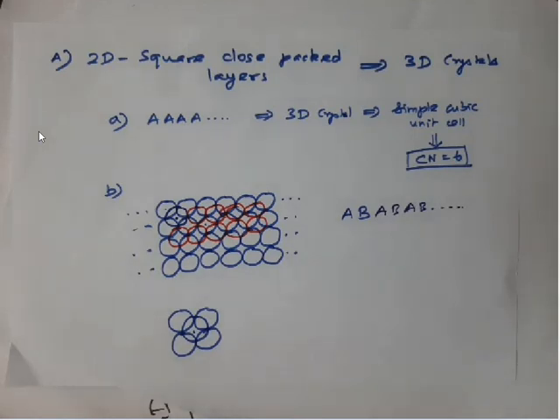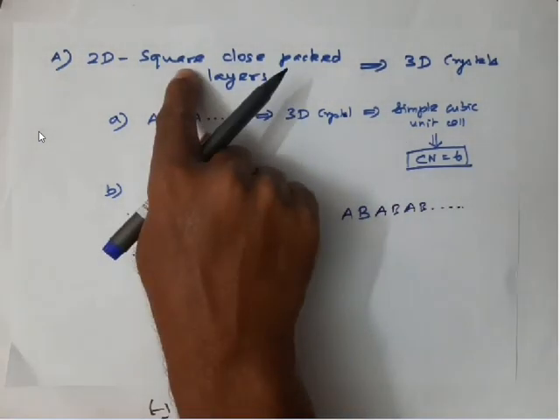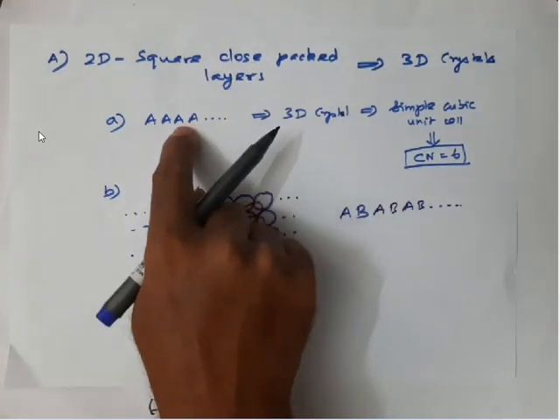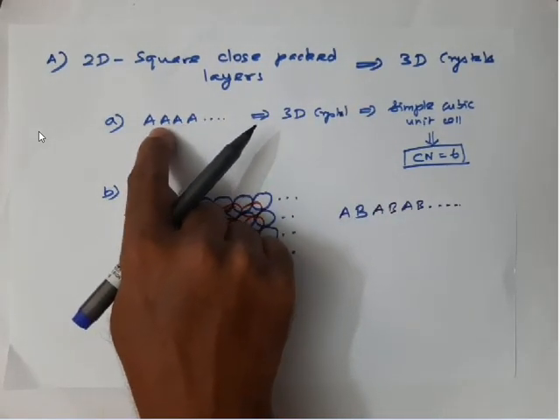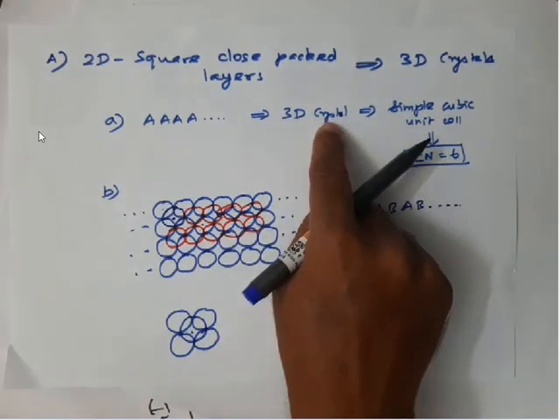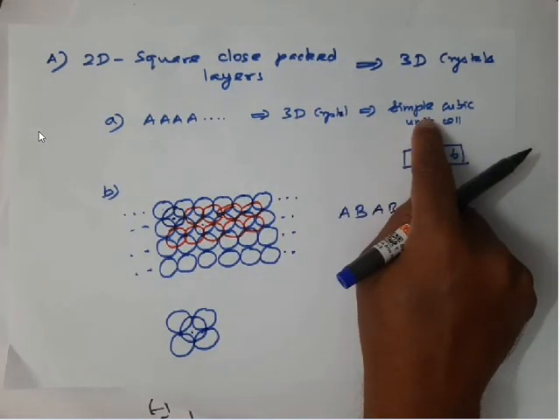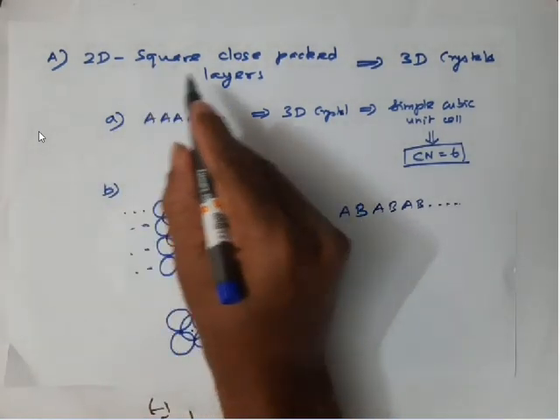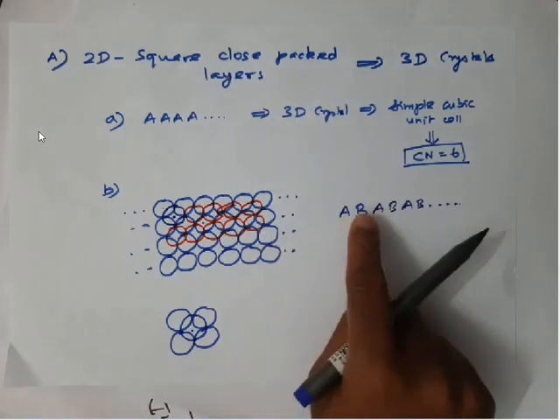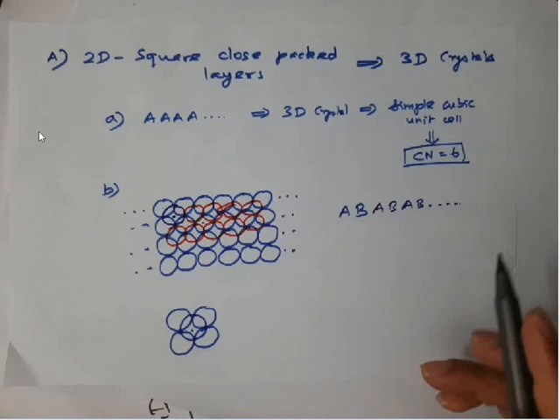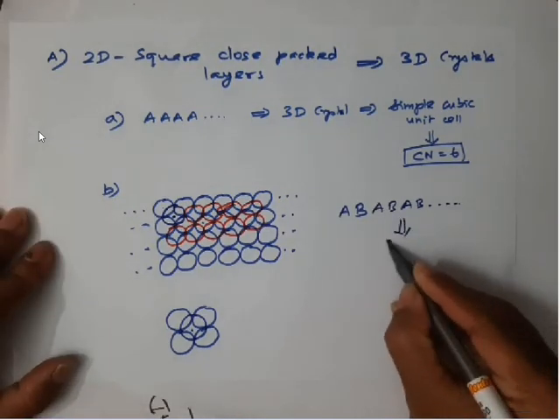Okay, so it is very simple. You take a two-dimensional square close pack layer and place the layers. If you place the layers in AAA type manner, you will get a 3D crystal. That 3D crystal consists of a simple cubic unit cell, right? If you arrange the two-dimensional square close pack layer in AB manner, you will get AB type of arrangement. This will give you a crystal.